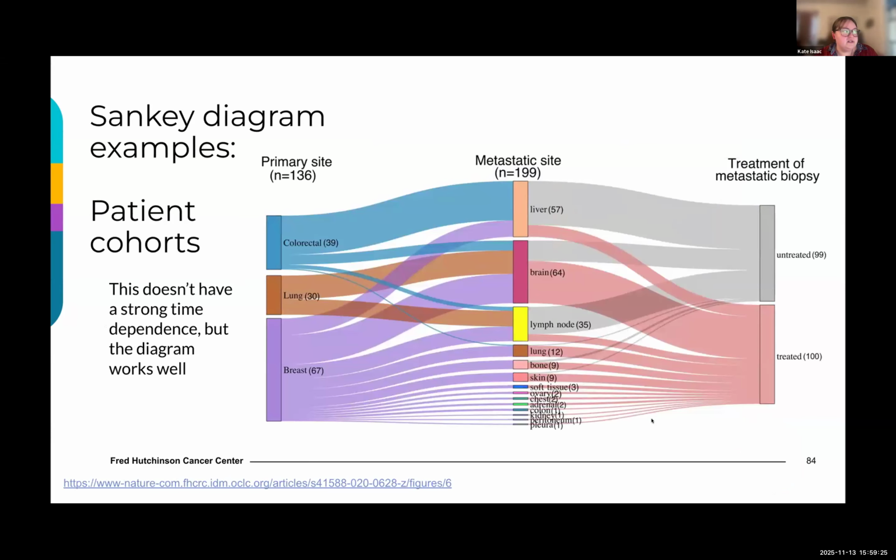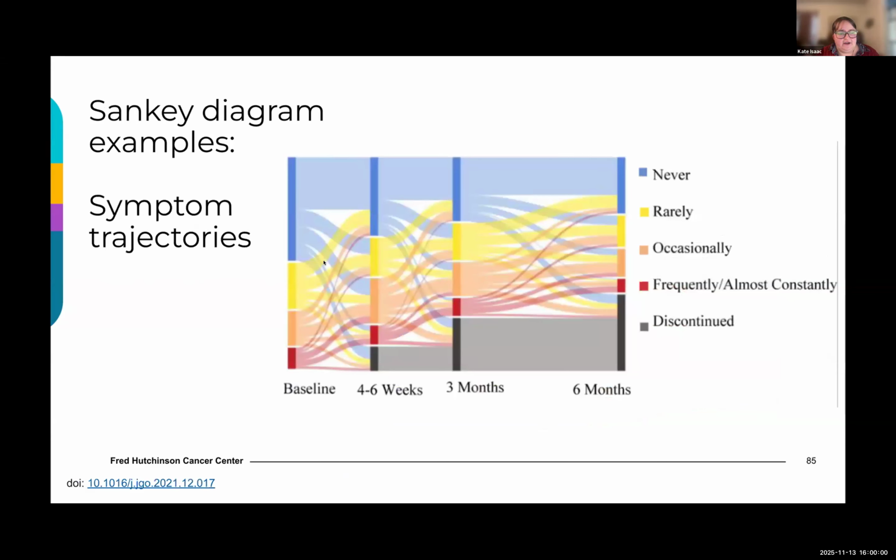It's good to show examples where it just sometimes doesn't work. This Sankey diagram is showing patient cohorts, where at first it's showing the primary site. So where's the primary site of the tumor? Is it colorectal, lung, or breast? Where's the metastatic site for those same ones? And then where was their treatment of the metastatic biopsy? It doesn't have a strong time dependence, but the diagram works really well. In fact, there's no real time dependence to this. While the treatment obviously happens after knowing that the tumor exists, I don't have something like this follow-up or this year. I really like this diagram.